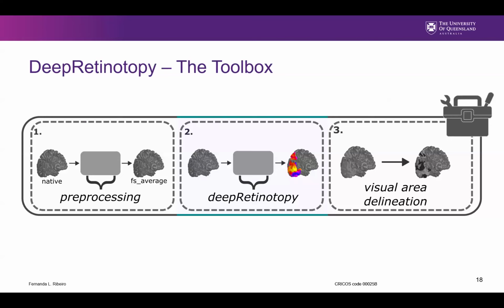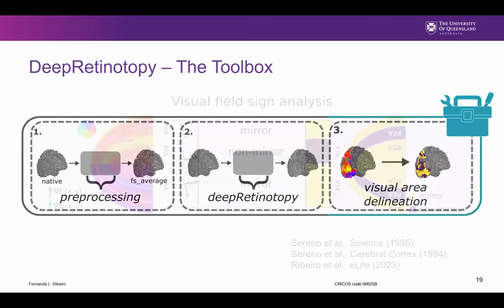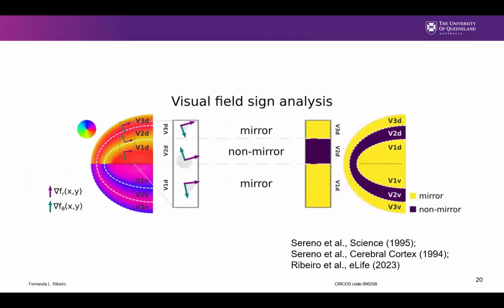So I've shown you how to generate retinotopic maps with DeepRetinotopy, and now I will show you how you can generate these visual field sign maps, which I think is the promising bit for automating delineation. So what is visual field sign maps? Essentially, in visual field sign analysis, you combine polar angle and eccentricity maps into a unique representation of the visual field, as you see here. And in this representation, adjacent visual areas have alternating signs. So for example, V1 is negative, V2 positive, and V3 negative. So it's very clear where the boundaries are.